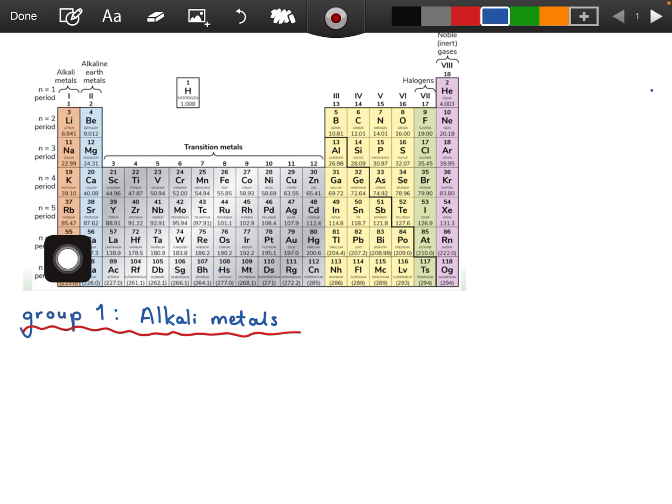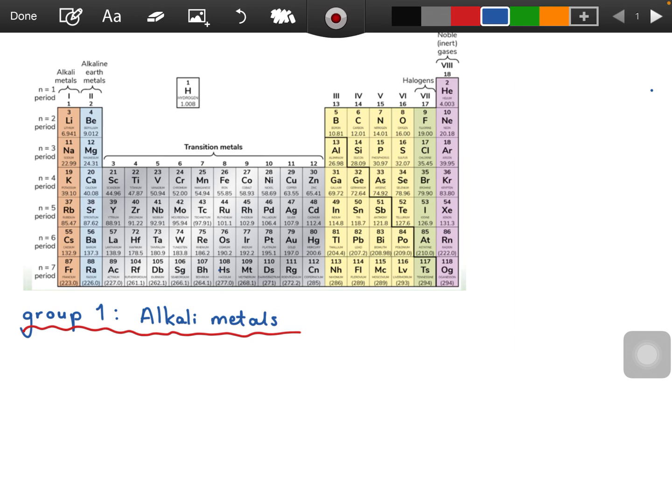Whereas the ones in group 1, all they need to do to have a full outer shell is just get rid of one electron. So they're so close. So they really want it. Okay, so they're really reactive. So they want to get eight electrons in their outer shell so that they can be stable. So because they're so close to that, they're much more reactive.